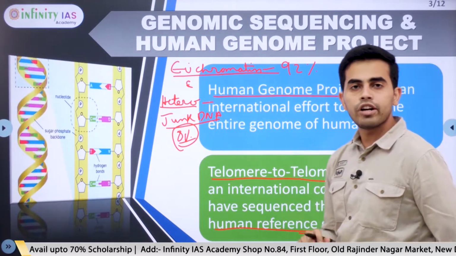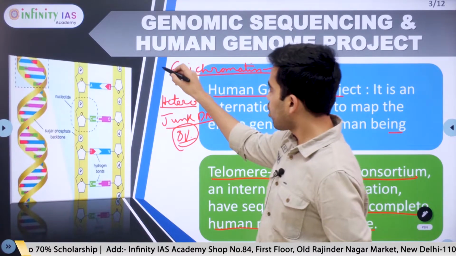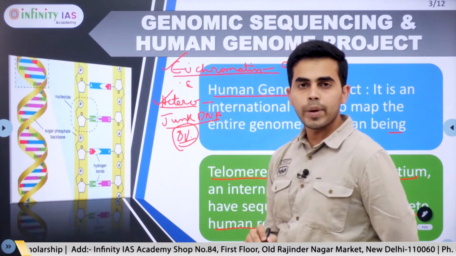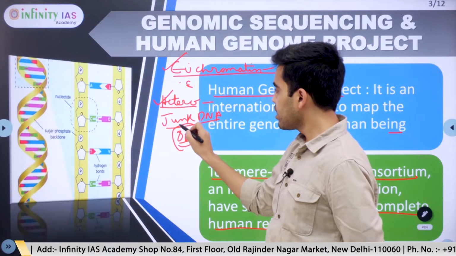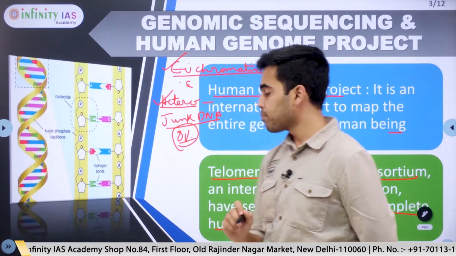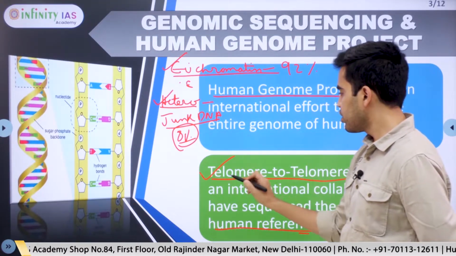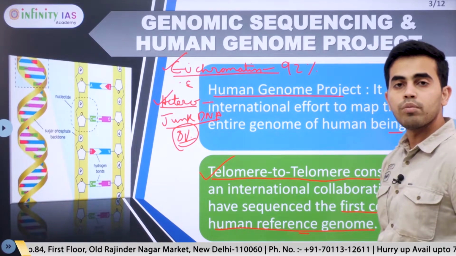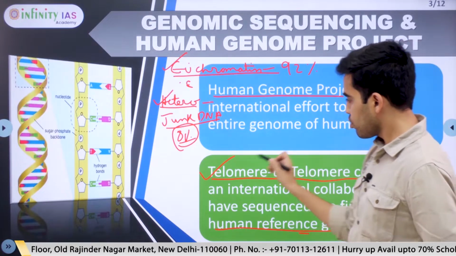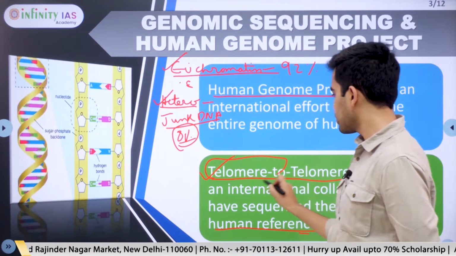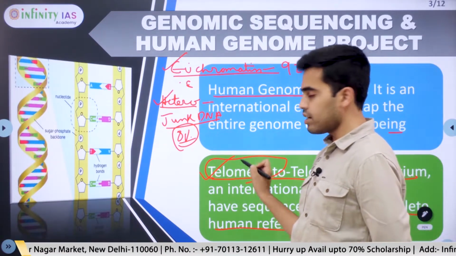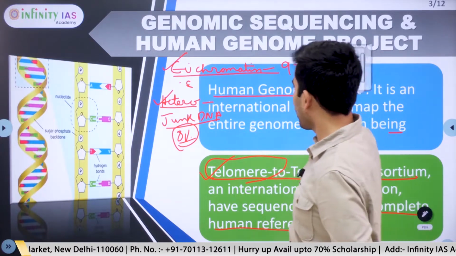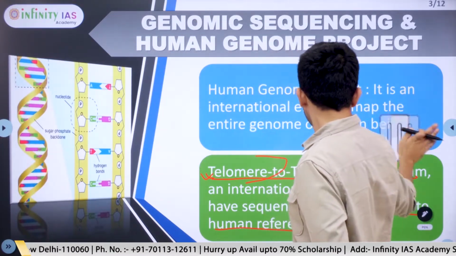So from an exam point of view, we need to know what is euchromatin, what is heterochromatin, and that heterochromatin is also called junk DNA. And the Telomere to Telomere consortium is the first to give a complete human reference genome. So this brings us to the next important point. What is a telomere? This might also be asked as a prelims question.